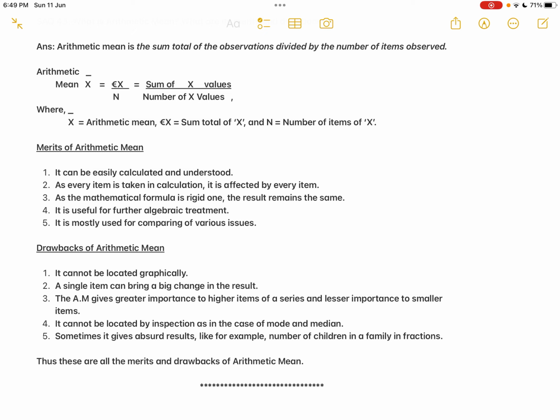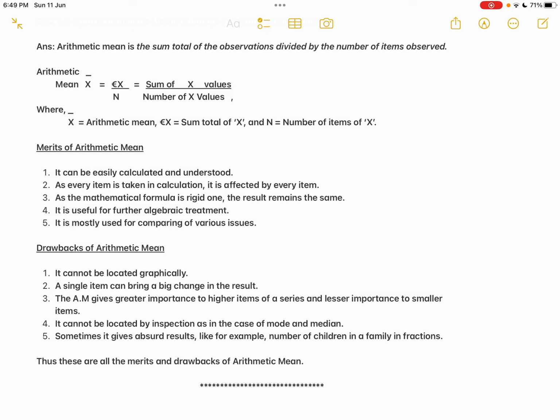Now coming to the drawbacks or the limitations of arithmetic mean, it cannot be located graphically. Diagrammatic presentation is not possible in the arithmetic mean, whereas it is possible in median, but it is not possible in case of arithmetic mean.